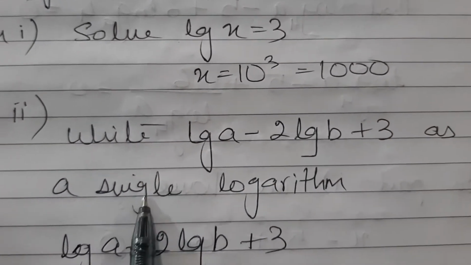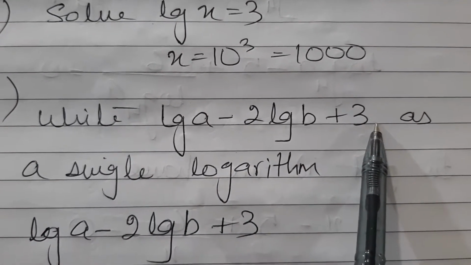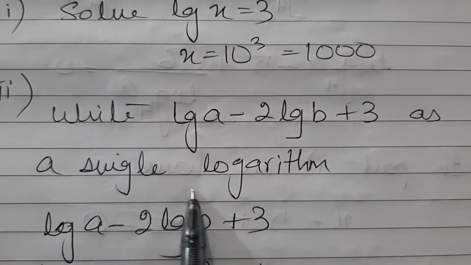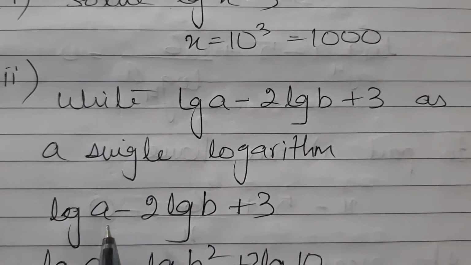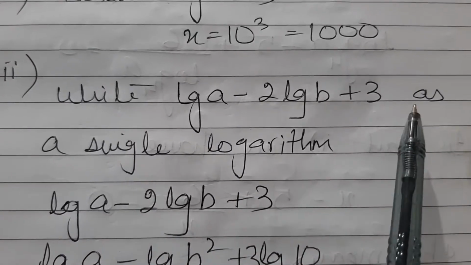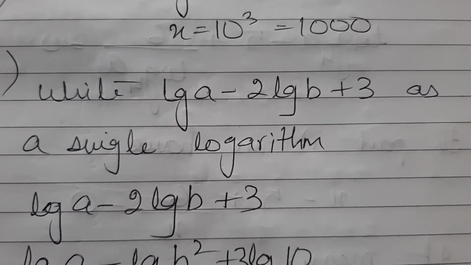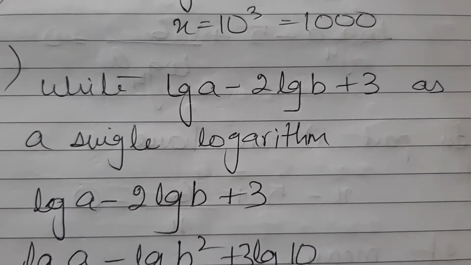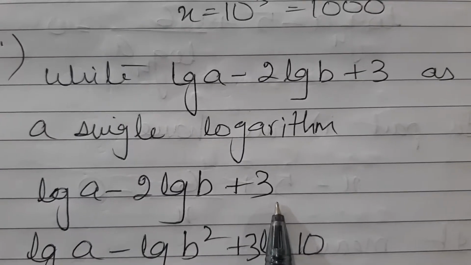Okay, so the next part of the question was saying write this whole term, log a minus 2 log b plus 3, as a single logarithm, right? To change this into a single logarithm, I should have log in each term so that I can apply the power rule, quotient rule, product rule, whatever. This is not an equation, right? It is an expression. Remember it.